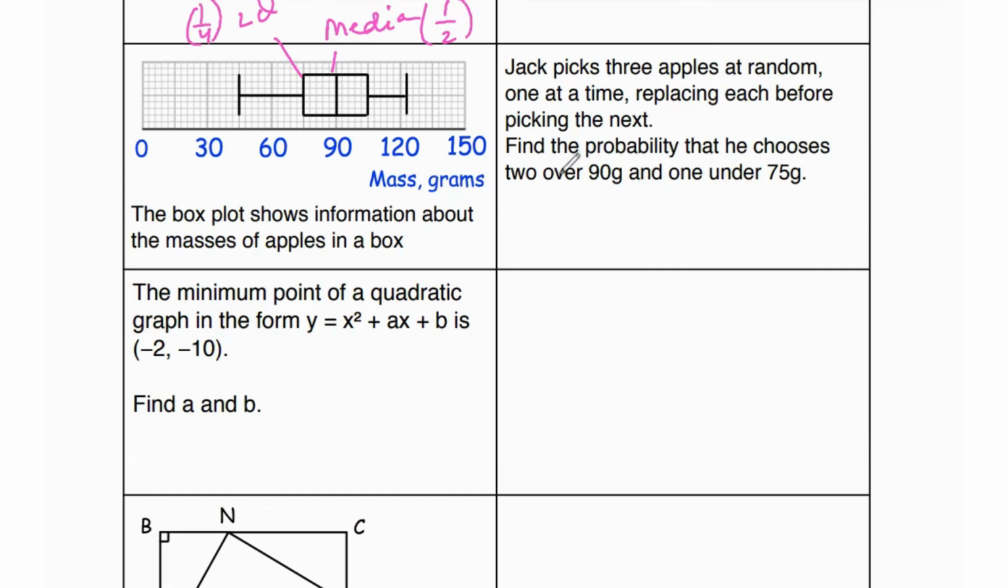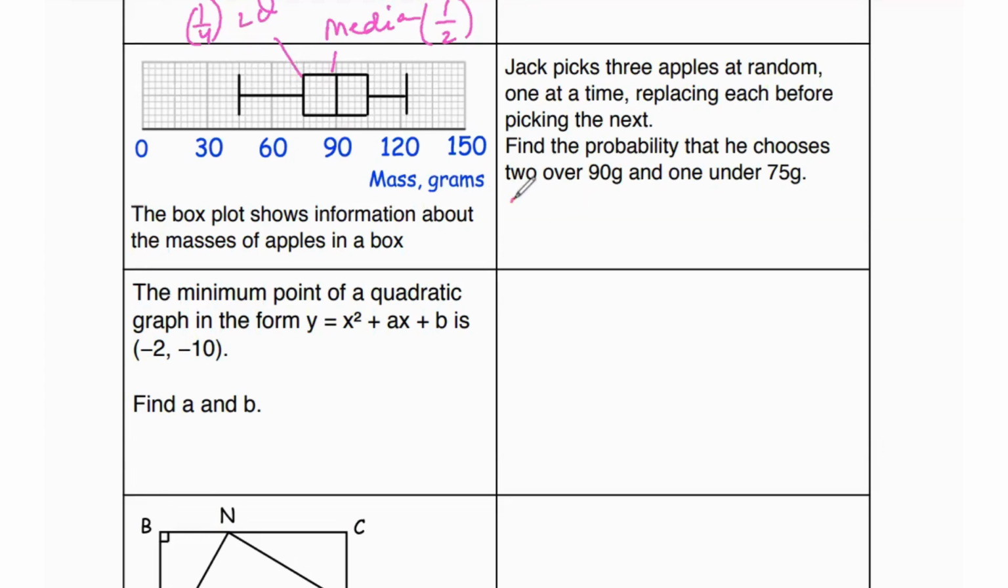So if he's picking 2 over 90 and 1 under 75, we don't know the order because they haven't fixed the order. He can pick 2 over 90 first and then 1 under 75. He can pick 1 over 90, then under 75, and then another 1 over 90. Or begin with an under 75 and then pick the over 90 ones. So there are 3 different ways he can pick the apples.